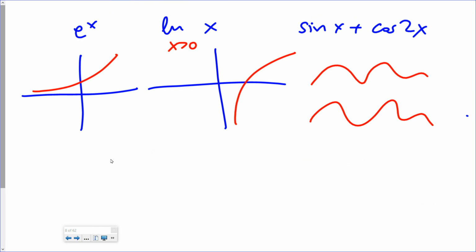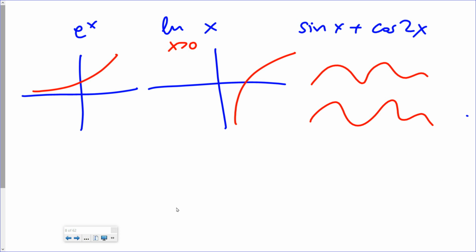Guys, here's some more functions that you need to know if they're continuous or differentiable. Do you know e to the x? Can you draw it? Yes. Always continuous, always differentiable on all reals, for all of its domain. What about ln of x? Yes, it's actually always continuous and always differentiable on its domain. Its domain is x greater than 0. We're mostly just looking at its domain.